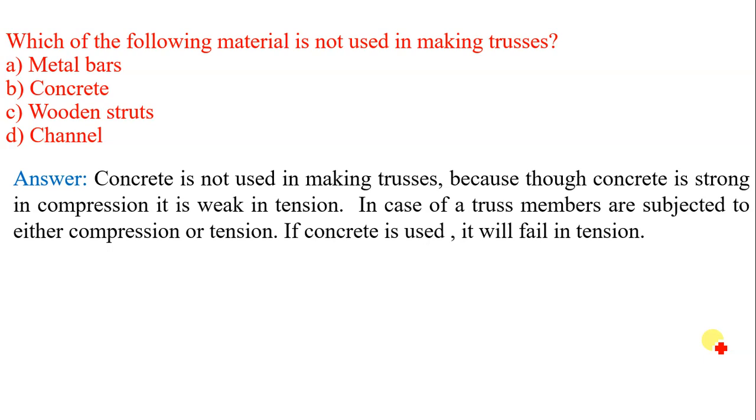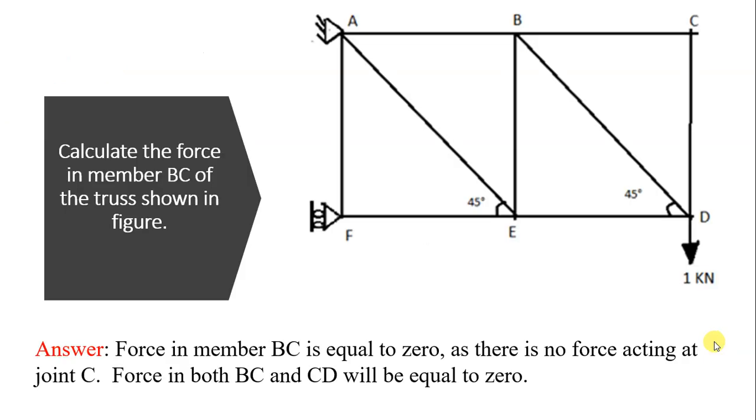But when we talk about concrete, we know concrete is very strong in compression, but it is weak in tension, and hence we cannot use concrete in making the trusses. If we use it, it will fail in tension, and that's why the correct answer of this question is concrete. We cannot use concrete in making the trusses. Let us move to the next question.